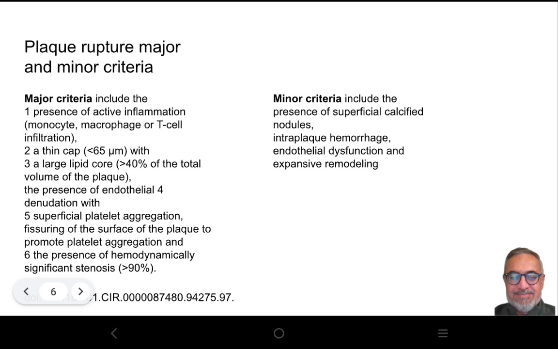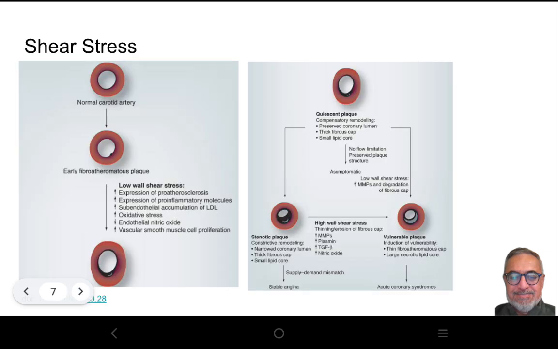The plaque rupture has major and minor criteria on pathology. Major criteria include presence of active inflammatory cells, a thin cap, a large lipid core, superficial platelet aggregation, and presence of hemodynamically significant stenosis. A critique is these pathophysiological findings were on autopsy, and there may be several other mechanisms involved in the living patient.